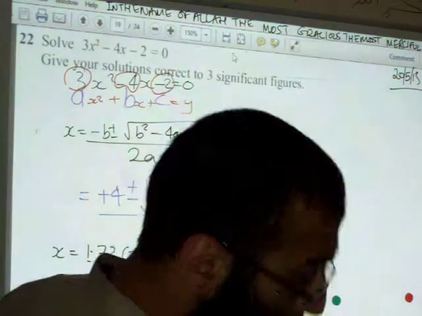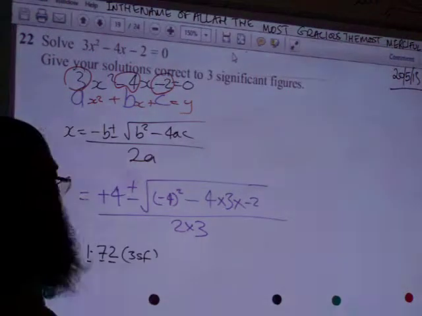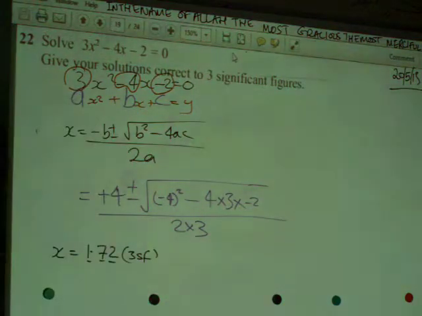Now, what I would like you to do is use replay. Go back and change that plus sign to minus. Use the replay button, so don't type it all in again.